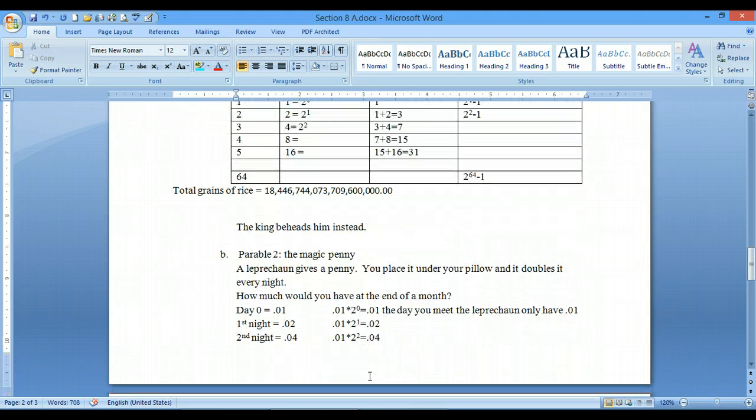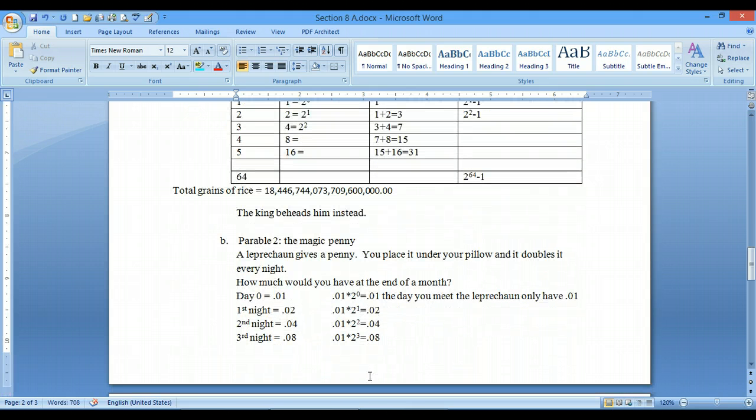All right, let's move on to the next one. Sad story. Parable number 2, the magic penny. A leprechaun gives you a penny, you place it under your pillow, and it doubles every night. How much would you have at the end of the month? This one's a little different than the previous one.